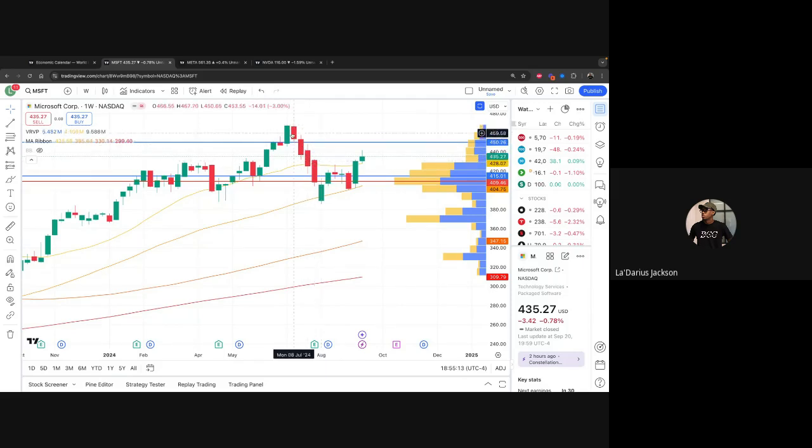So right now we're making a double bottom. The double bottom is coming off of this 50-day moving average, and the double bottom is just literally a W-shaped pattern. So if you hear me say double bottom, just think about a W. If you hear me say double top, just think about the letter M. So you got a W, which is bullish. You have an M, which is bearish, meaning that the stock is going to go down.